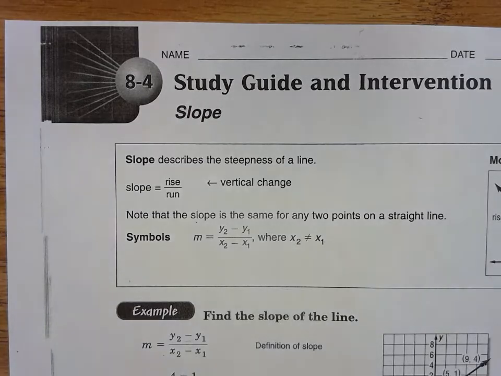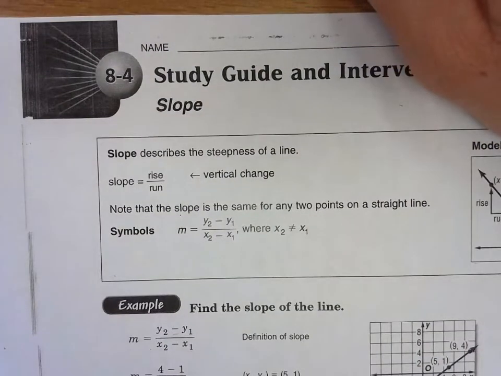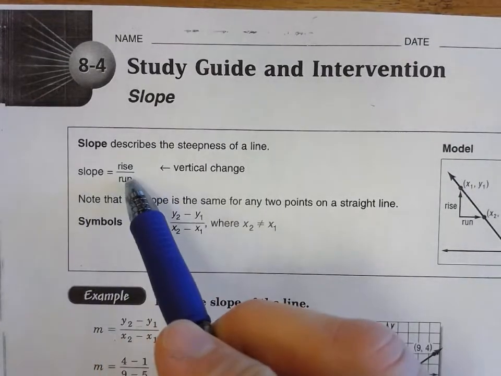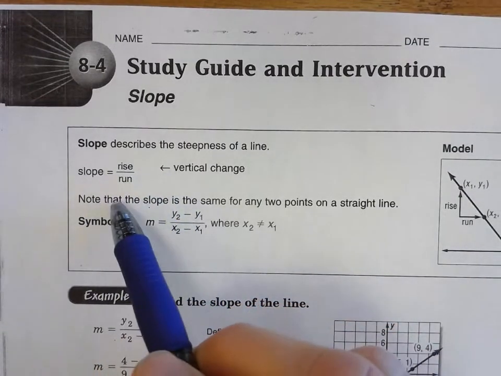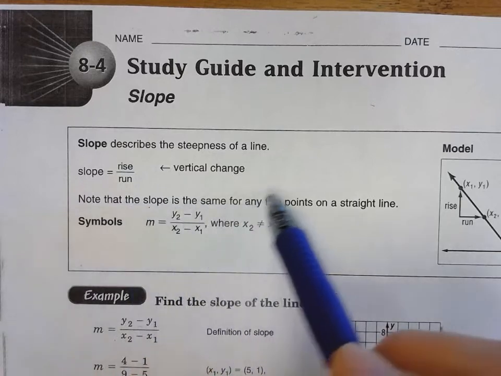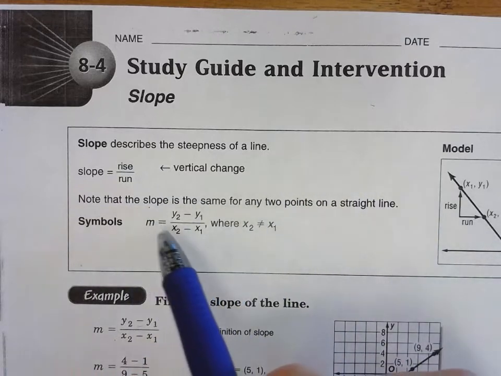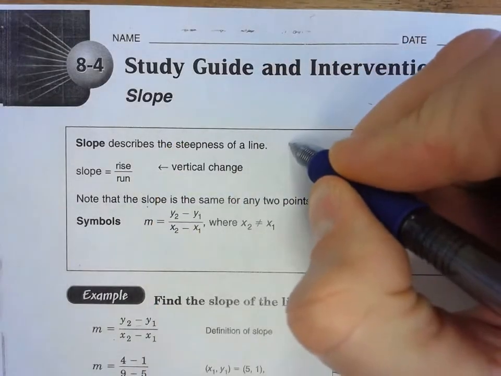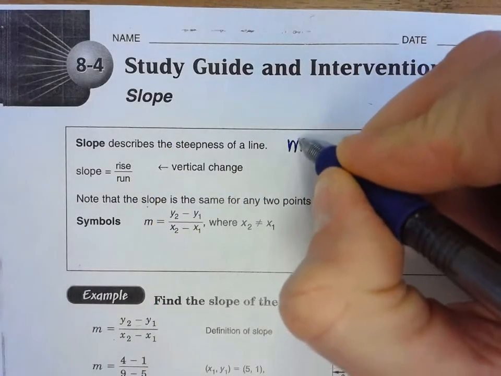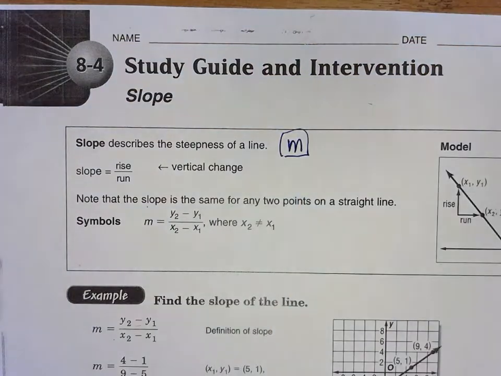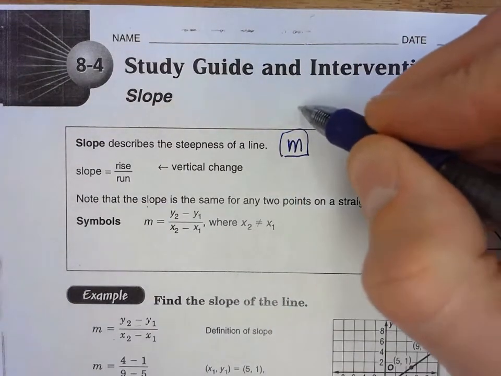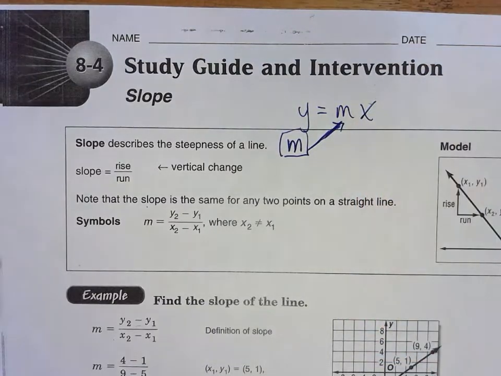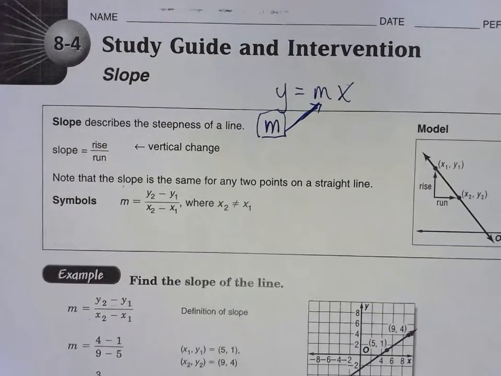Alright. So let's take a look here at what we got. If you just look at the top here, it tells you that slope is rise over run, okay, and that the slope is the same for any 2 points on a straight line. And here is our slope formula. Remember that slope is describing the steepness of a line, and slope is represented by the letter M. Okay, so in our little formula, y equals mx, that m right there is standing for the slope of the line.